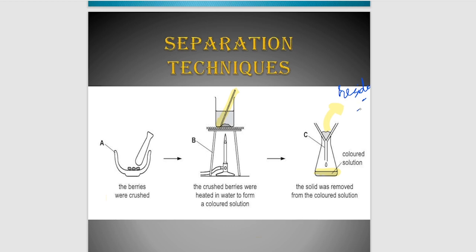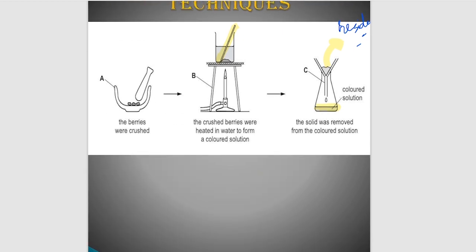So in separation techniques, this one is basically filtration, where we make the solution by crushing the berries. This is the way through which we can do the process of filtration. The next one is crystallization. Crystals can be formed from soluble salt solutions. In the salt preparation lecture, I will completely explain the crystallization process. Now we are moving on.